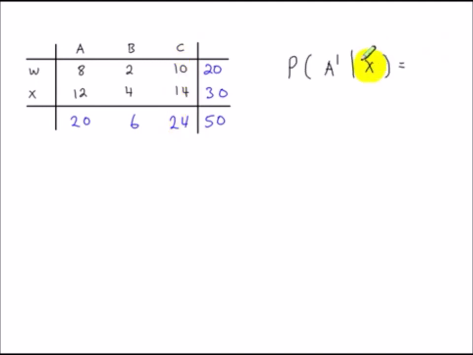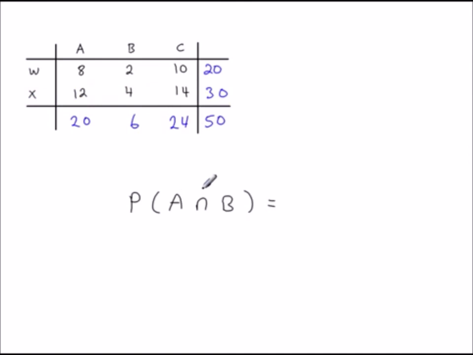Again, if we start with event X, the one on the right hand side, so it's something out of 30, that's the total for event X, and then you're looking for the event A dash. A is in a column, so not including this. So if you look at events B and C, they're in columns, so where do the B and C meet up with X? Well, they meet up on the 4 and the 14.